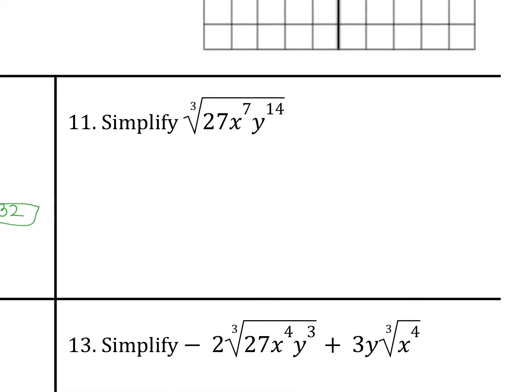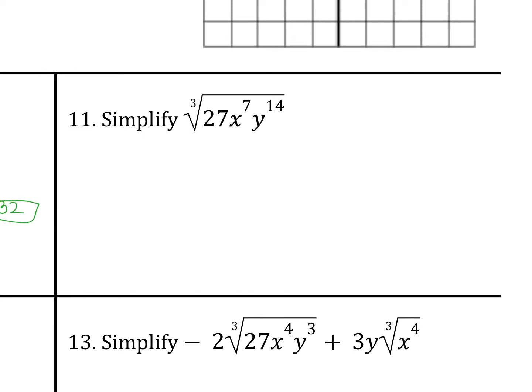So let's look at number 11. We have the cube root of 27 x to the 7th y to the 4th. We need 3 in order for something to come out perfectly, and you need to show your full work. The cube root of 27 is 3 times 3 times 3, so I'm going to write it as 3 to the 3rd power. For x to the 7th, you can rewrite it as x to the 6th, because I know I'll have 2 groups that come out perfectly. Then we have a single x.